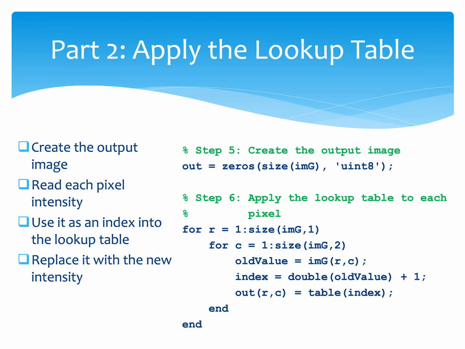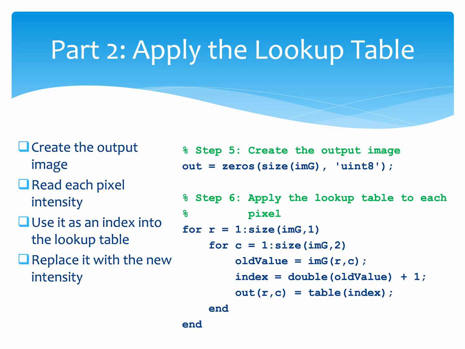Now we move to Part 2, which is to apply the lookup table. First, we create an output image with the same size as the input image. Then, we use nested loops to process the image pixel by pixel. For each pixel, we read its original intensity value. Here, we add 1 because the original gray levels range from 0 to 255, while MATLAB indices start from 1.